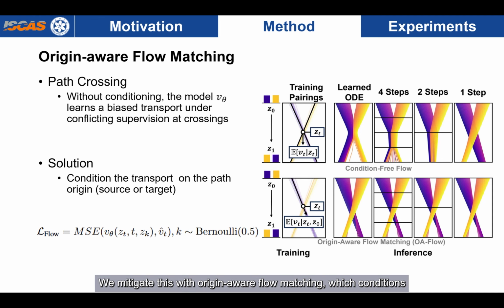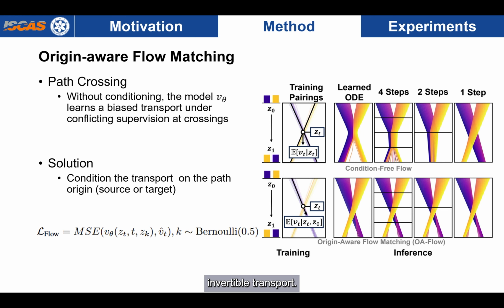We mitigate this with origin-aware flow matching, which conditions the transport on a randomly sampled origin, either source or target. This enables the model to distinguish crossing trajectories and learn invertible transport.